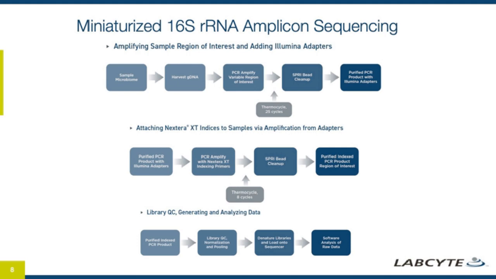For these experiments, we focused on using the Echo 525. And then we denature the libraries and load them onto the sequencer. In our case, it was the Illumina MiSeq. And then software analysis of the raw data was performed mostly in CosmosID.